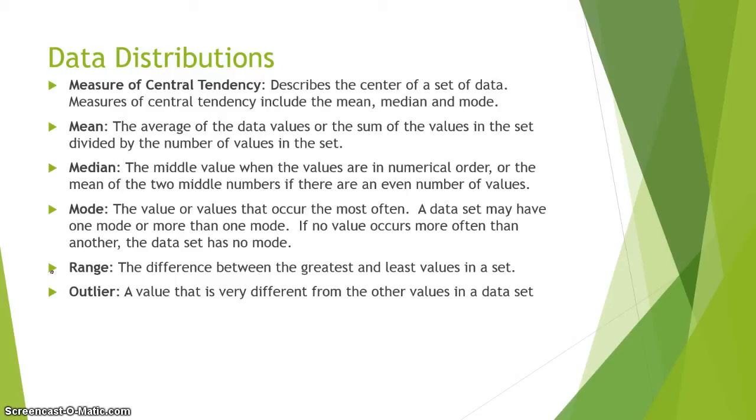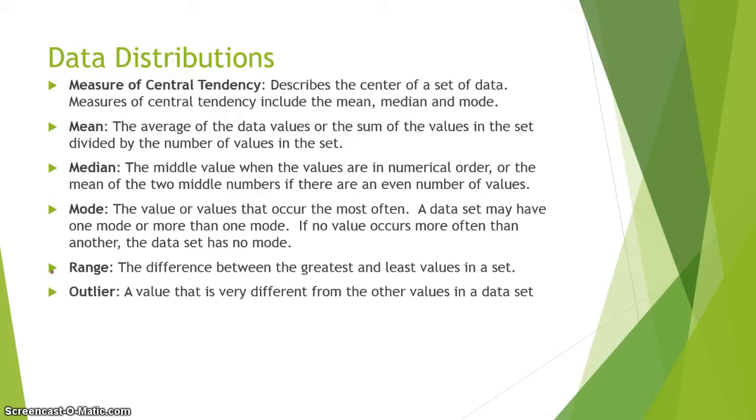Now when you put your numbers in order from least to greatest, and when you cross off each end and end up with two middle values, you would find the average of those two. So you would add them together and divide by 2 for your median. Your mode is your most occurring number.